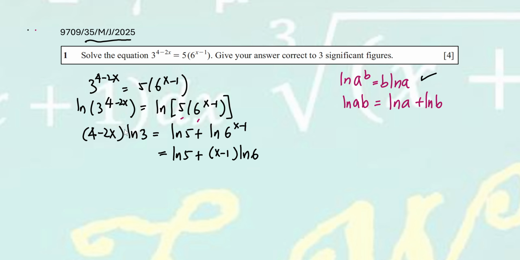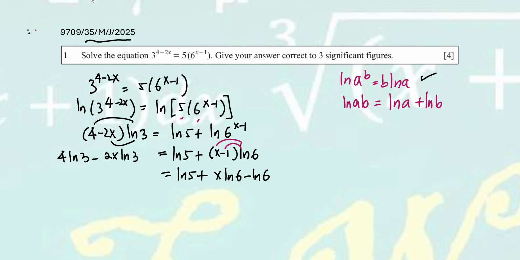Okay, so for the left hand side, we will just do expansion. So it will be 4 ln 3 minus 2x ln 3. Okay, so now at the same time, for the right hand side, I can do expansion for the last term. Here, just expand. Then you will be getting x ln 6 minus ln 6. Okay, so now we group all the x together.